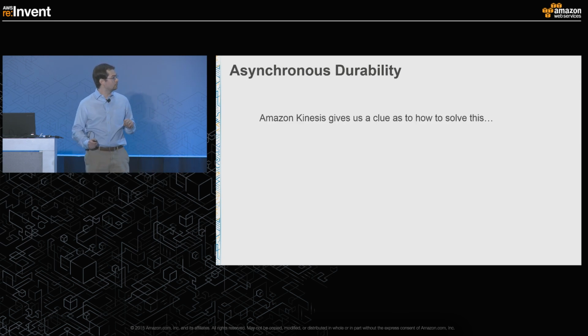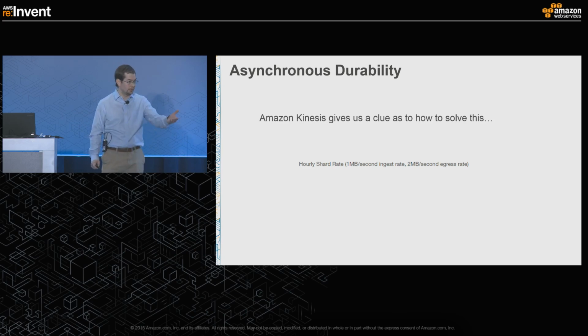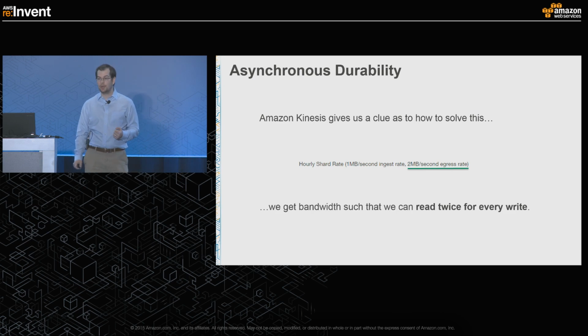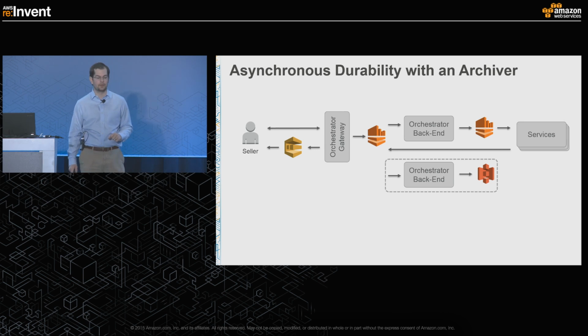Well, the actual pricing API of all things gives us a clue. So the pricing has the caveat that the hourly shard rate is based on 1 megabyte a second ingest, the rate that you can put, and 2 megabytes a second that you can read. For the same price, you get 2 reads for every single write. So this gave us the idea of, well, why don't we just read it a second time?